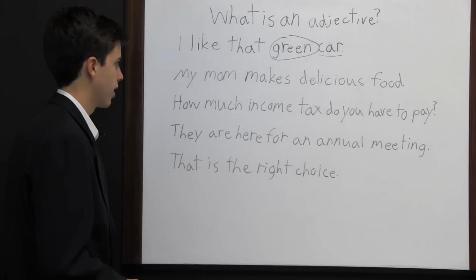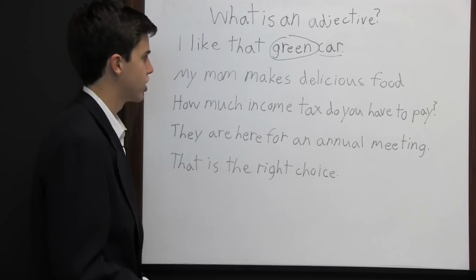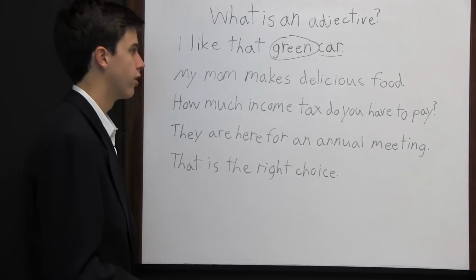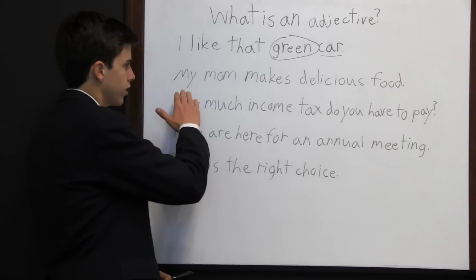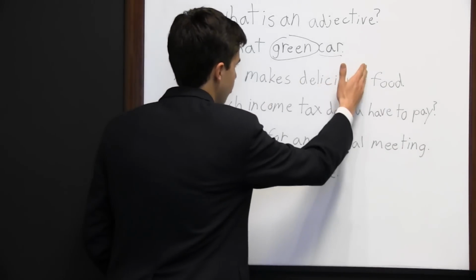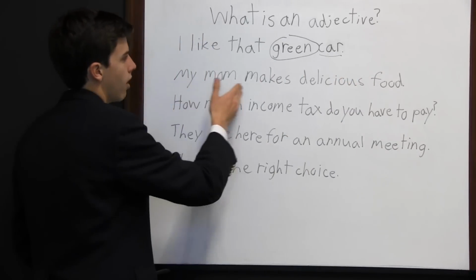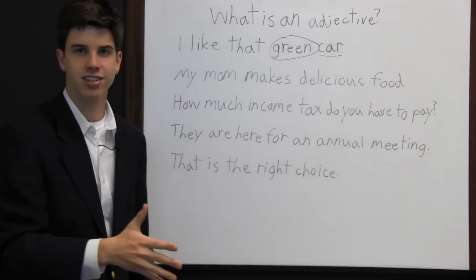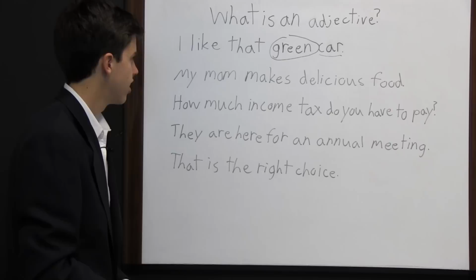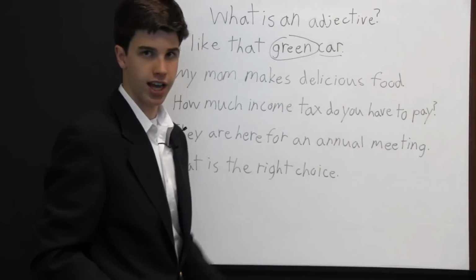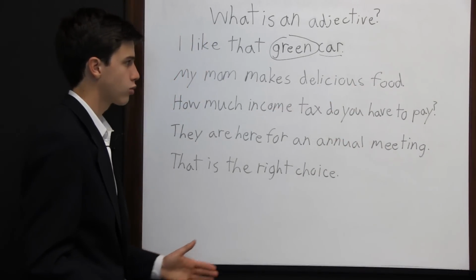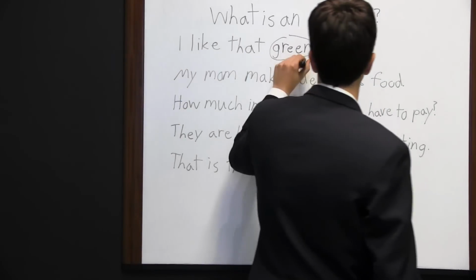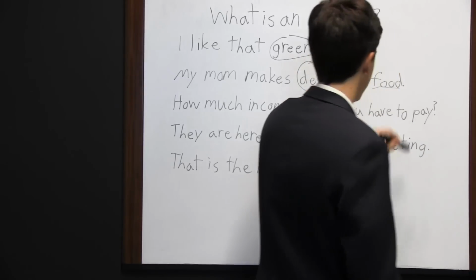Let's go on to another example. My mom makes delicious food. Again, we're looking for a word that is describing another word in the sentence. So if you were to read this sentence and stop right here, you would read the sentence as, my mom makes delicious. So we can quickly realize that delicious can't stand alone in this sentence. So delicious must be describing something else. So we can just look at the next word in the sentence, food. My mom makes delicious food. So delicious is obviously describing what kind of food is here.